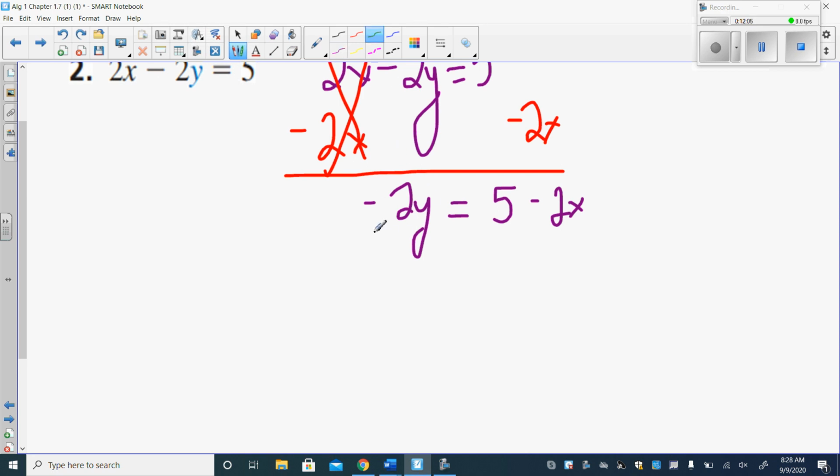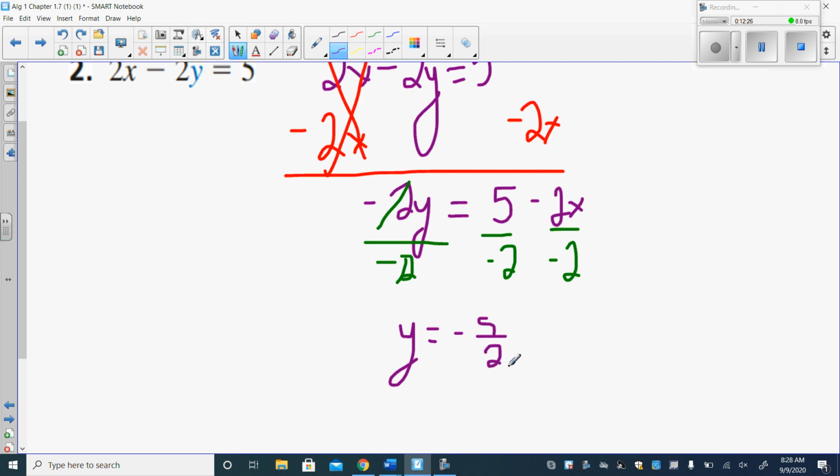So we do have only y terms on the left-hand side, but we have negative 2 with it. And since we have negative 2 with it, we're going to divide each and every single term by negative 2, so that y is by itself, because negative 2 and negative 2 will cancel. And I'm left with y is equal to, well, 5 divided by negative 2, that's just going to be negative 5/2, because 5 does not divide by 2 evenly. Negative 2 divided by negative 2 will simplify to 1, and it would be positive, so we have plus x.